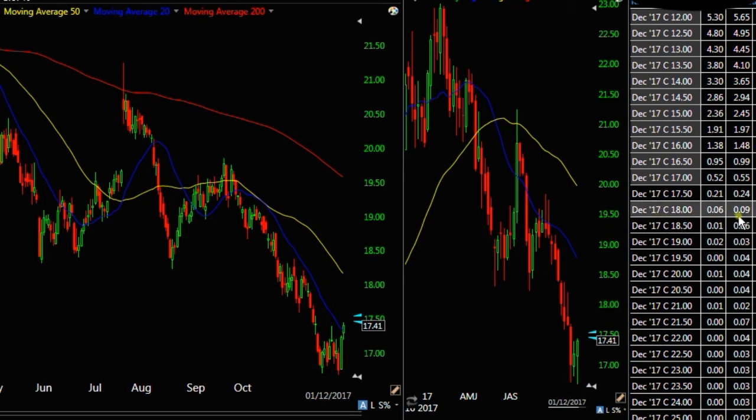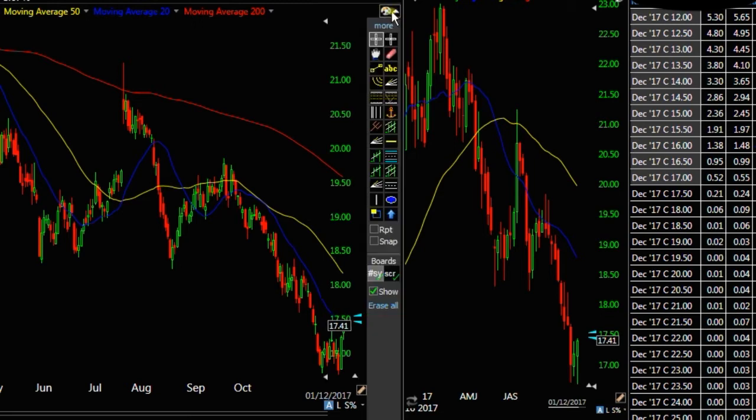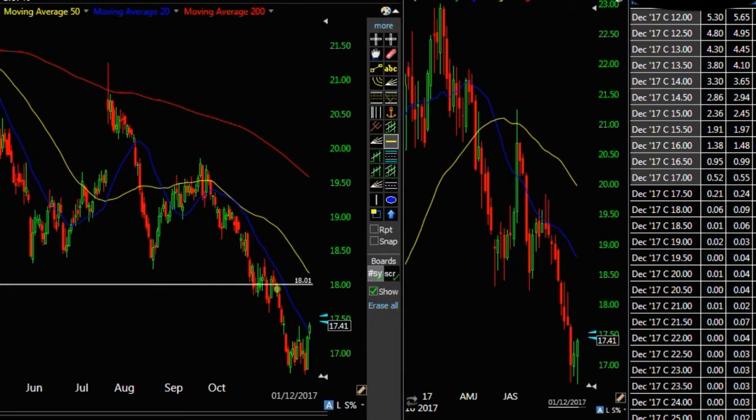We're going to buy it at a price of around 9 or 10 cents at the open, and the strike price is the $18 level. Let me just put a line in here at the $18 level. That's going to be our strike price of the option we're buying.